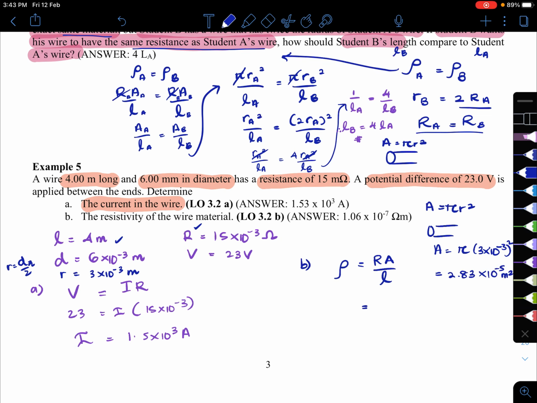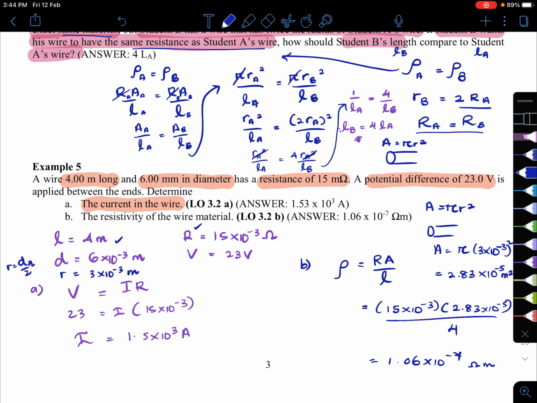Okay. Dan masukkan saja this one. Okay. So this one is very simple. The length is 4. So you get your answer to be 1.06 darab 10 kuasa negatif 7. Remember, unit adalah ohm meter.